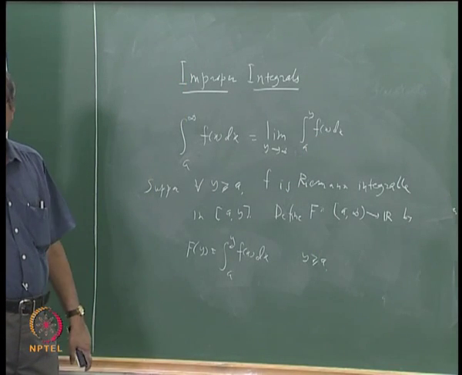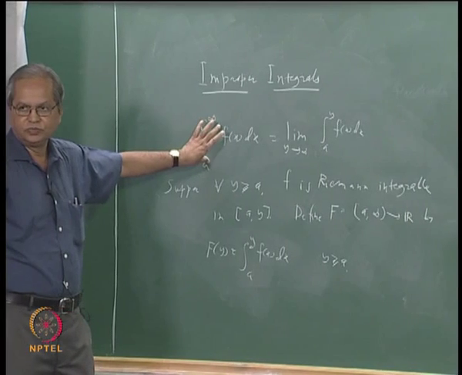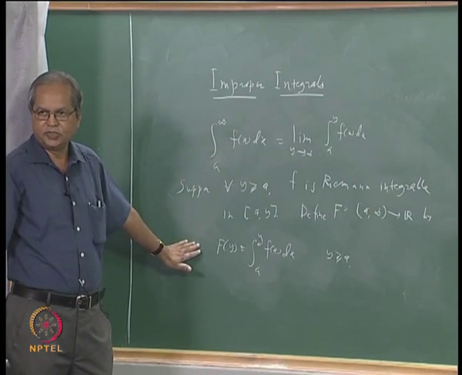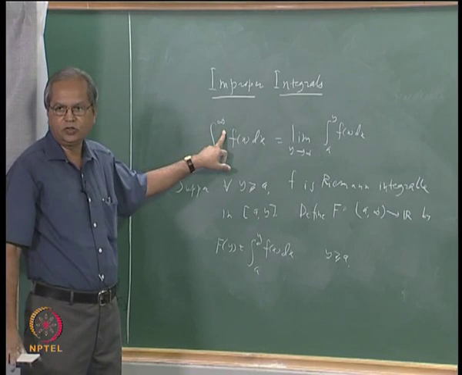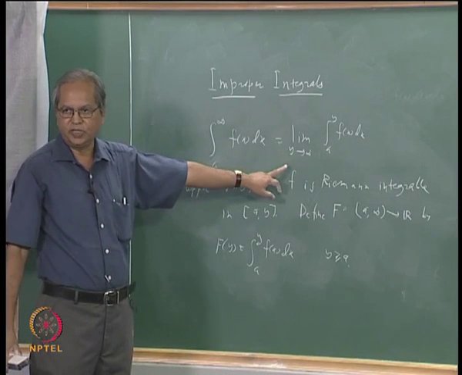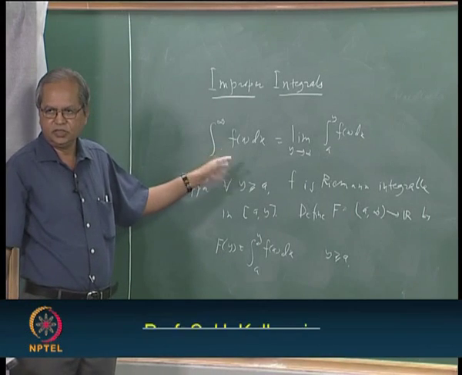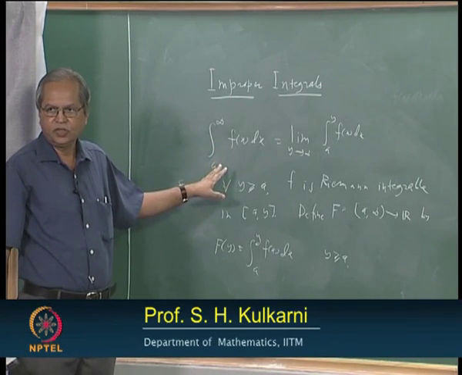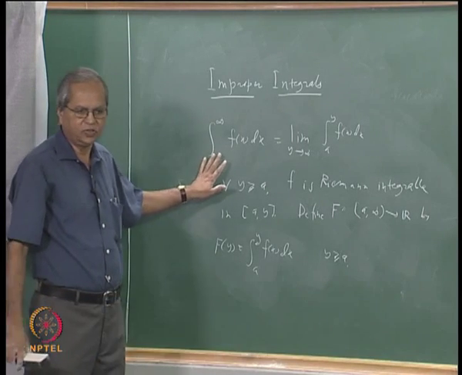Of course this limit may or may not exist. Only when the limit exists do we say that this improper integral converges and its value is given by this limit. If this limit does not exist, then we say that the improper integral diverges, and once it diverges there is no question of a value. Alright, we will stop with that for today.